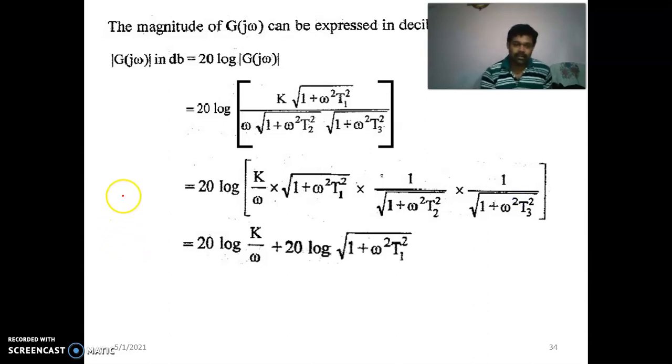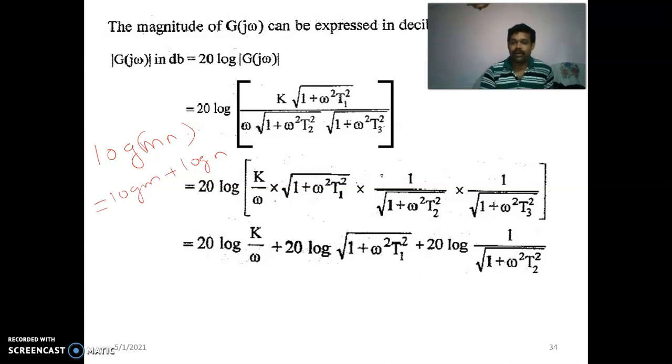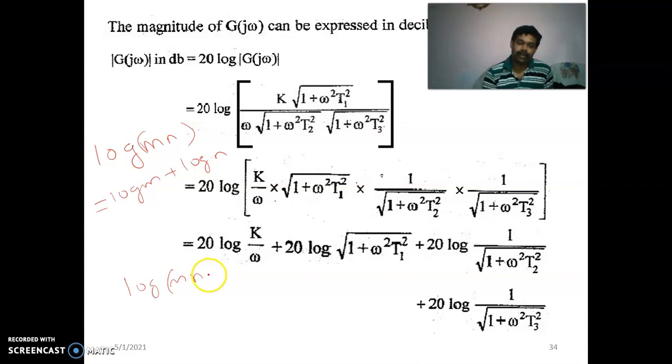Now, log of mn is equal to log of m plus log of n. By this way we are writing this as 20 log k by j omega plus 20 log root of 1 plus omega square t square plus 20 log 1 divided by root of omega square t square plus 20 log 1 divided by root of 1 plus omega square t3 square. So this is of the form log of m into n. So this multiplication of logarithm can be changed into addition, so we have written it in the log of m plus n format.